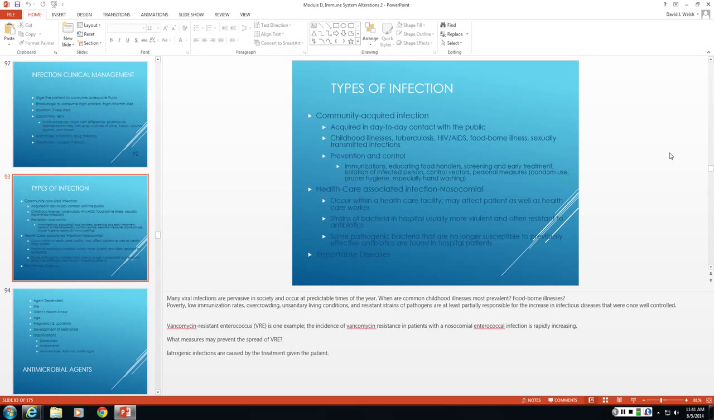So the different types of infections: you have community-acquired infections and healthcare-associated nosocomial infections. Okay? Now, many viral infections are pervasive in society and occur at certain times of the year. So you know that the flu occurs at certain times of the year. We know that pneumonia can come at any time of the year, but it's usually more prevalent in the winter months.